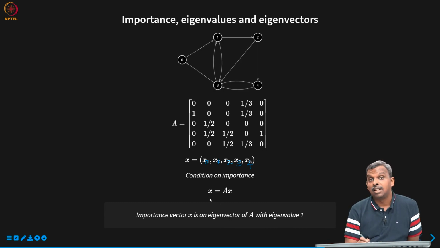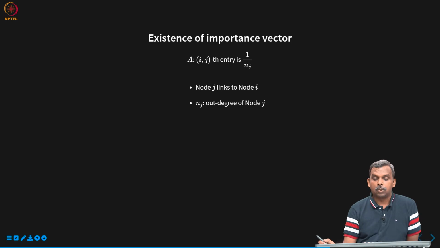Then you will have a valid importance vector that you can assign to this web graph. Okay, so let's see if this is possible or not. Does a matrix like this always have an eigenvector A and eigenvalue 1? It turns out yes, and that's because of the way in which we have assigned these numbers here. Okay, so why is that?